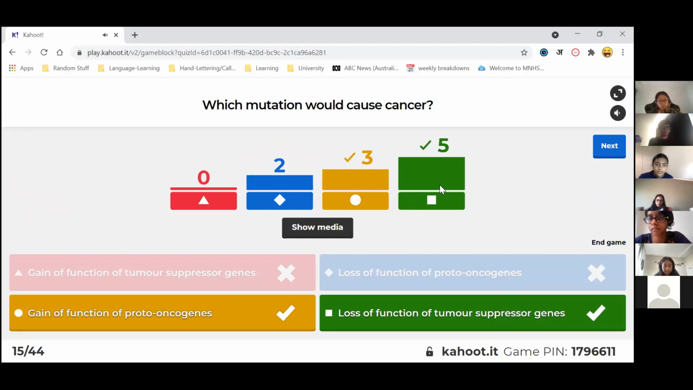Yep, perfect. So the blue one's wrong because proto-oncogenes help with the growth. So losing that function wouldn't help with cancer growth. So you would want a gain of function, so more growth. The yellow and green are right.